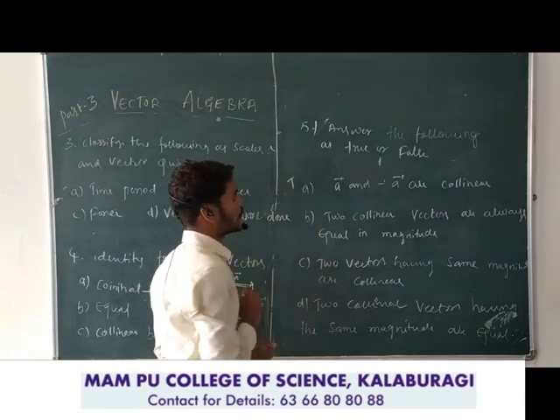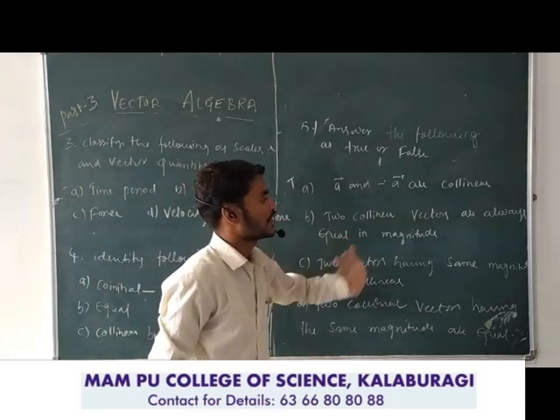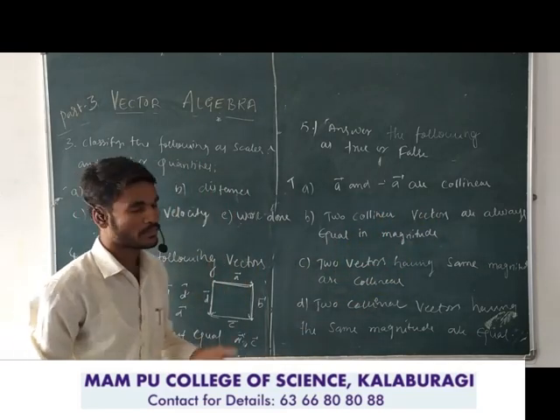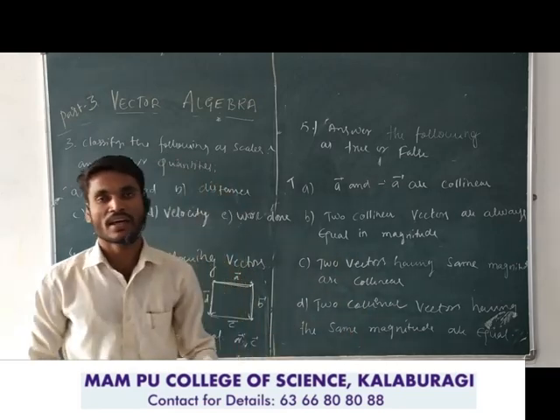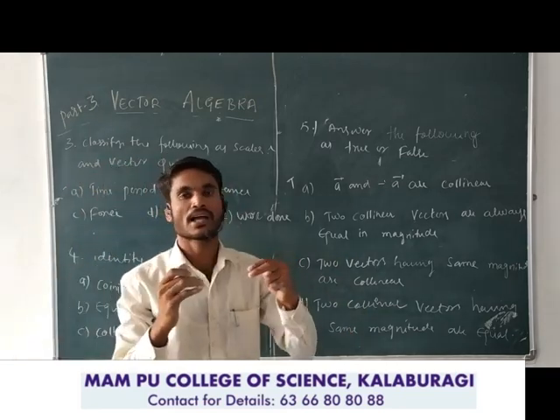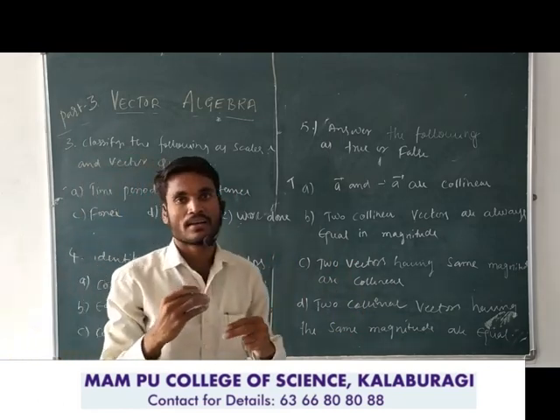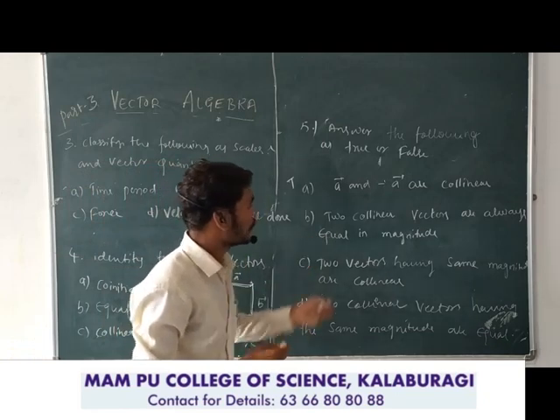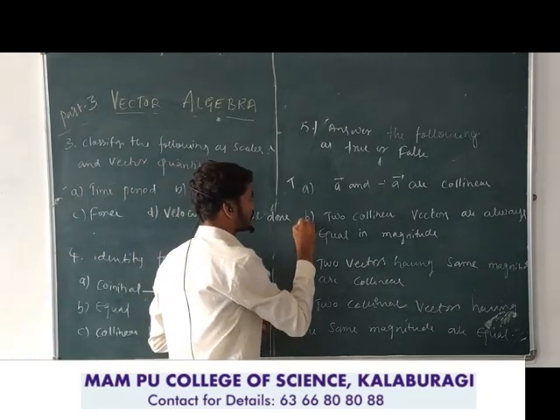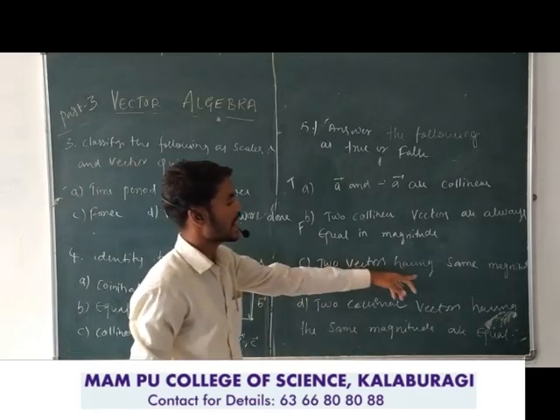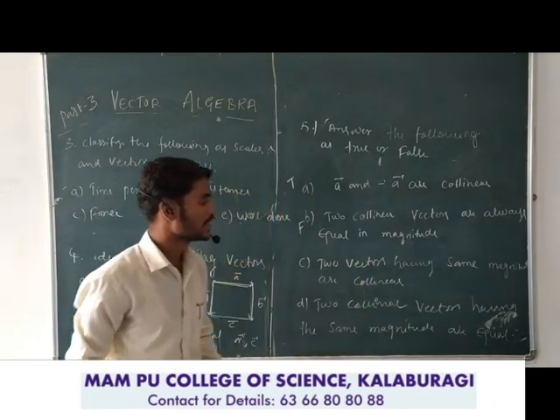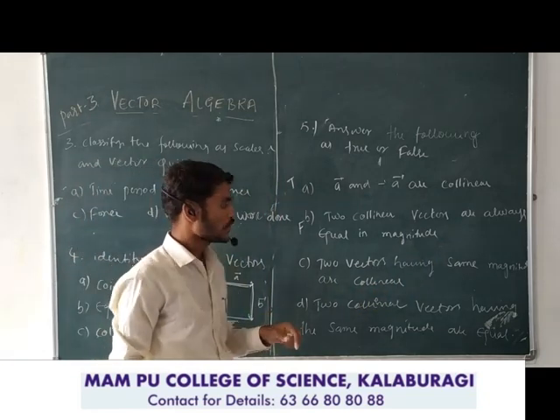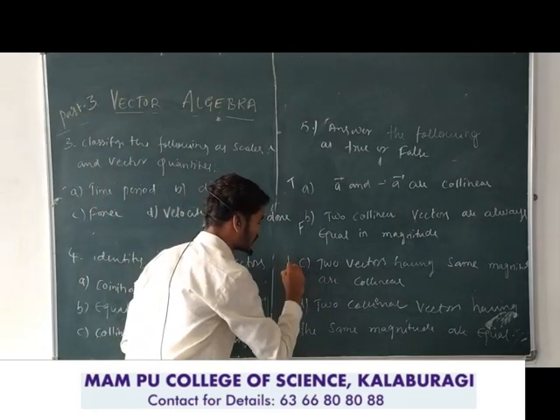Two collinear vectors are always equal in magnitude. No, it is false, because keep in mind, in collinear vectors the two vectors are only parallel, but the direction is different. So it is false. Next, this is also false. Two vectors having the same magnitude are collinear. There is no parallel condition, but they must be parallel. So it is also false.